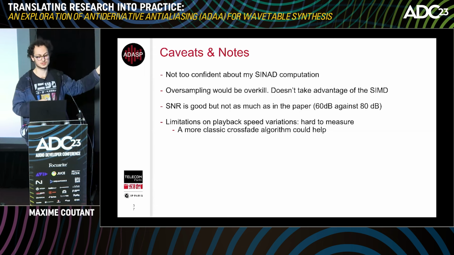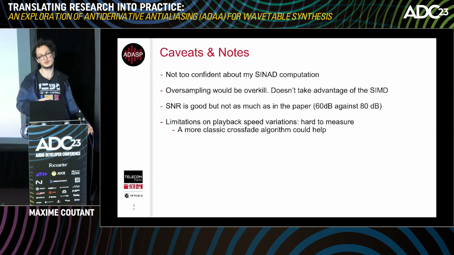Also, my SNR measurements are good, but not as good as in the paper, yet they're really good. And there's this limitation of playback speed variation. These are hard to measure. A more classic time-based crossfade algorithm could help, but for now, it's not there.